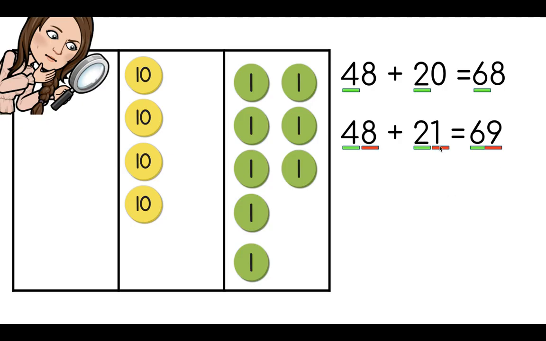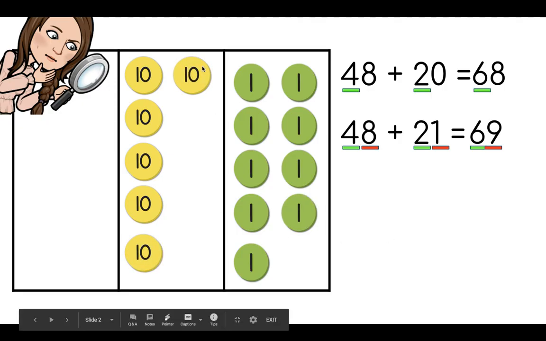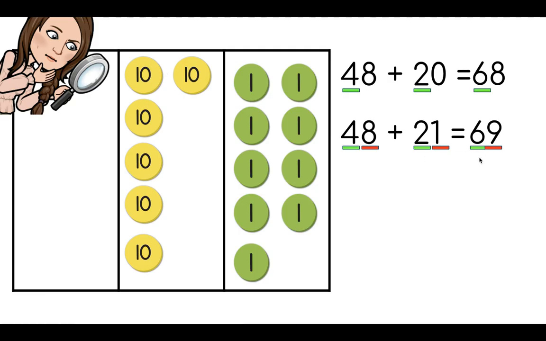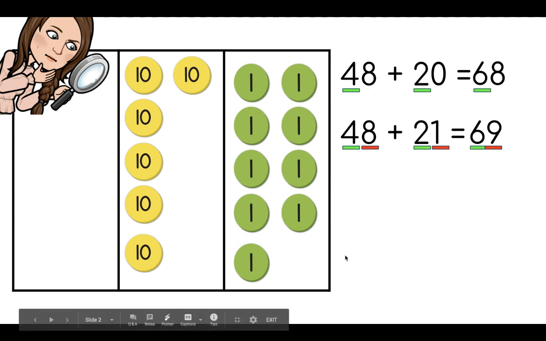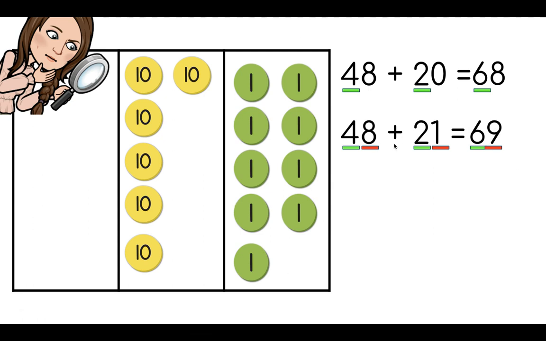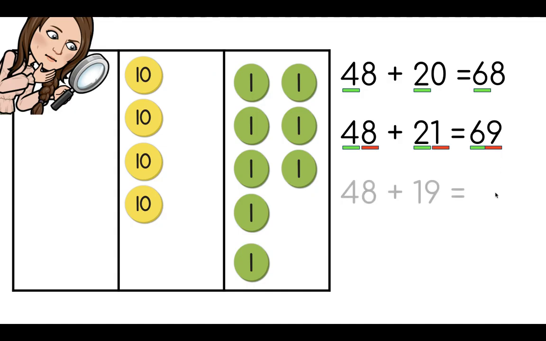Let's add 21 to our place value chart to check our answer. Here it comes, 21. Let's check out the number of tens. 6. We predicted correctly. 6 tens. And now we have 9 ones. 48 plus 21 equals 69. We're doing so well, let's try another one.